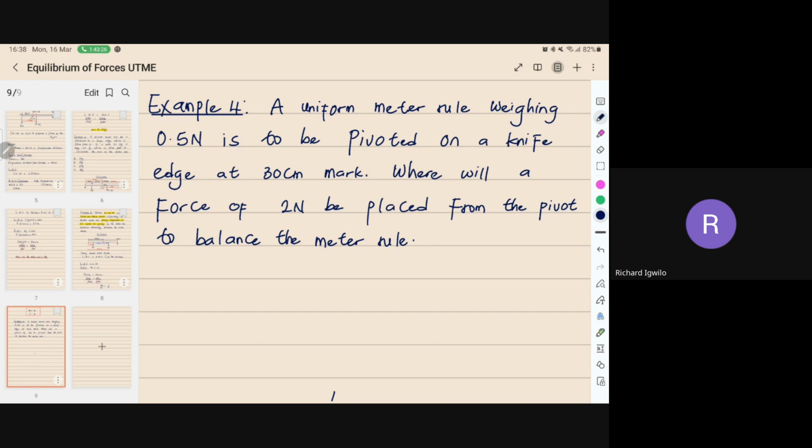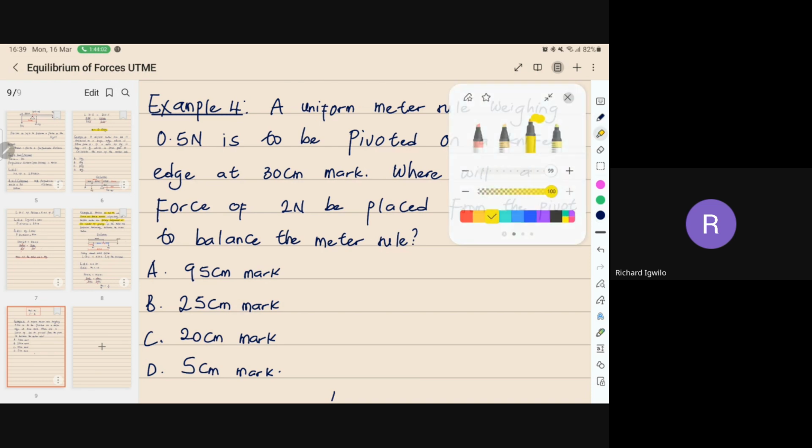So are you seeing that question now? Where will it be placed to balance the meter rule? Option A says 35 centimeter mark. B says 25 centimeter mark. C says 20 centimeter mark. And D says 5 centimeter mark. All right, so the meter rule is weighing what? 0.5 Newton. They've given us the weight of the meter rule.